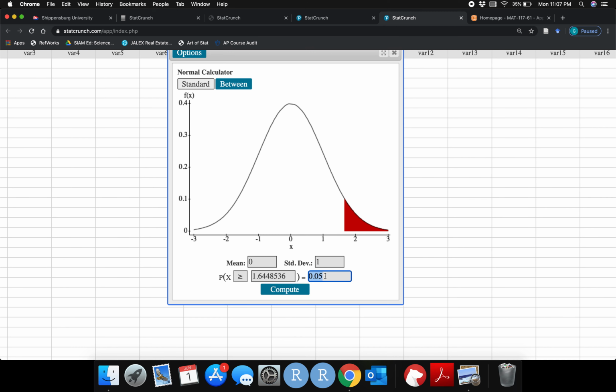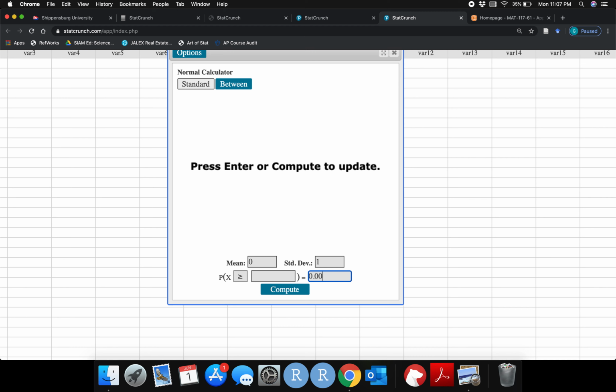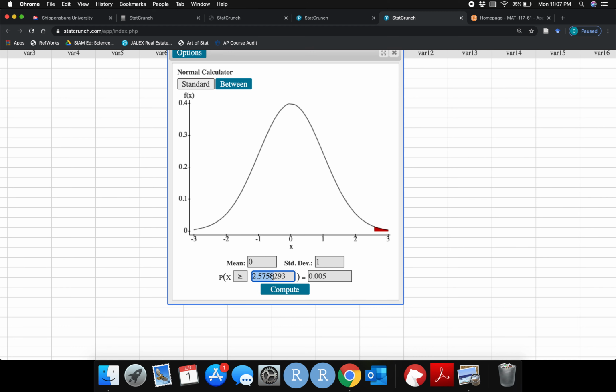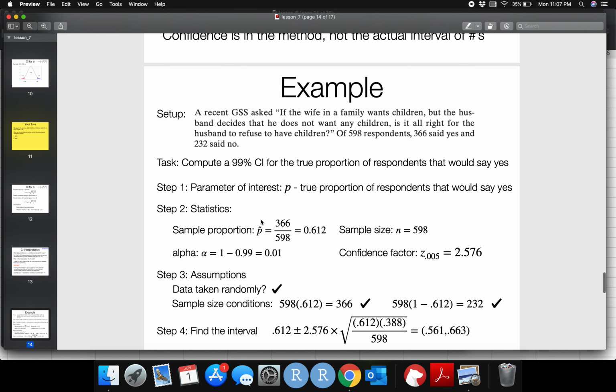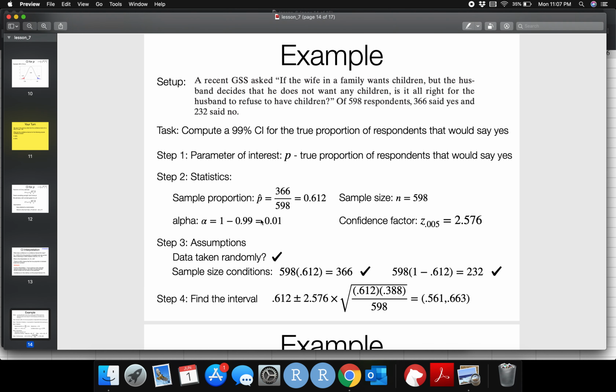I also ask for a 99% confidence interval, which means there would be 0.005 to the right, and that number is 2.576. When we go back to the example I was talking about, you can do all these calculations pretty much by hand, except for the confidence factor. But oftentimes it gets confusing, there's a lot of calculations, and some things can go wrong. So StatCrunch has the ability to make the interval for you.